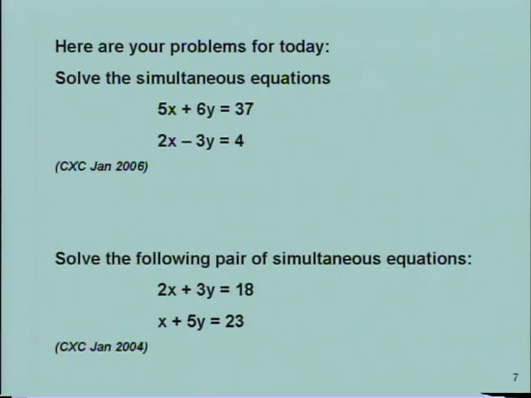Another question: solve the following pair of simultaneous equations. 2x plus 3y is equal to 18. x plus 5y is equal to 23. That one is taken from CXC January 2004.